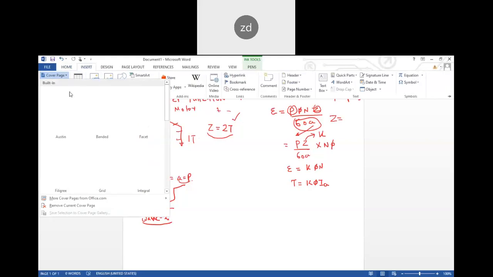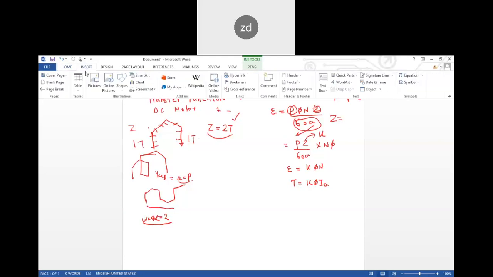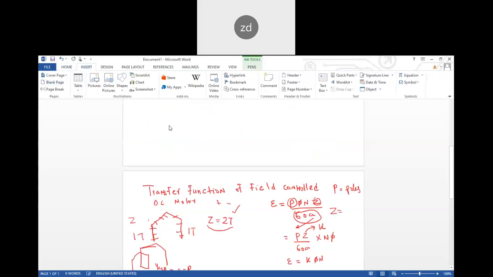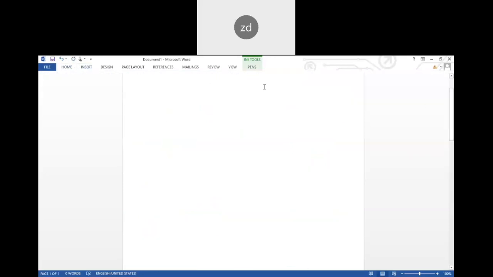So let me... no need of a cover page. I have to insert a blank page. Insert blank page. Okay, so let this be. Now let me start. Time and again it is asking, every page would require us to have this pen.